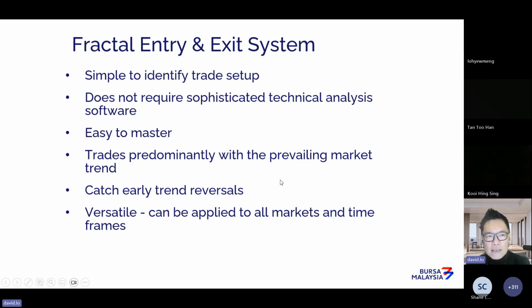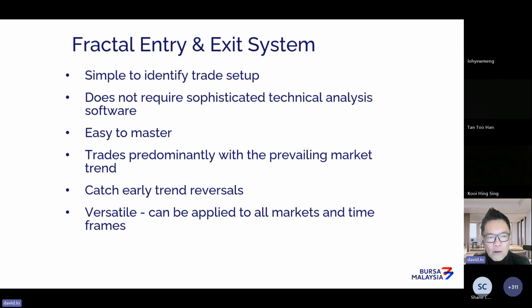What this system of fractal entry and exits does is put you predominantly with the prevailing trend. Normally you won't be wrong in terms of where the trend is. You can also catch some early reversals. Just now we saw how to catch the reversals. You can catch those early reversals as well. Now it's very versatile. If you are a short-term trader, you can use this fractal system. If you are a swing trader, you trade across a few days and a few weeks, you can use this system. And if you are a position trader or an investor, you say, all right, I hold this stock, I look at the monthly chart, so be it as well. This is also applicable for those of you in position trading. So let's move in and have a look.